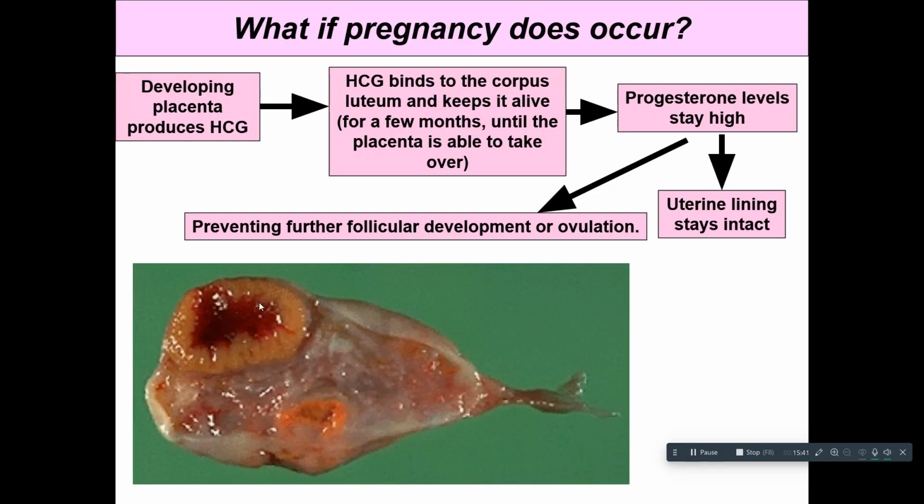There's a corpus luteum of pregnancy right there, and this is an ovary, and this is the corpus luteum of pregnancy here. And with the corpus luteum sticking around, progesterone levels stay up, the uterine lining stays intact, which allows pregnancy to continue. And because we're pregnant, we don't let any follicles develop or ovulate in the meantime.